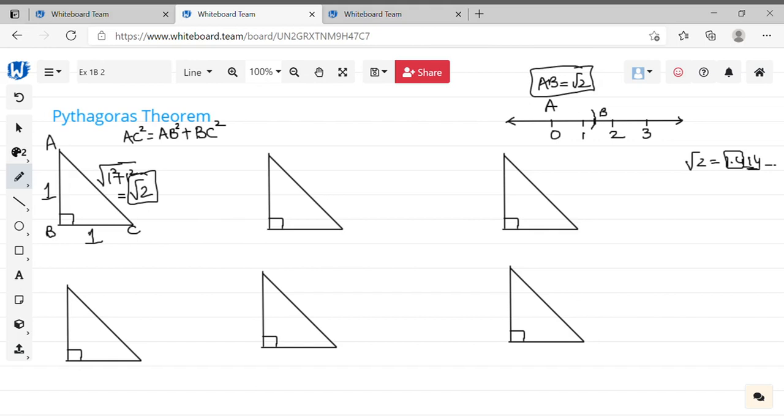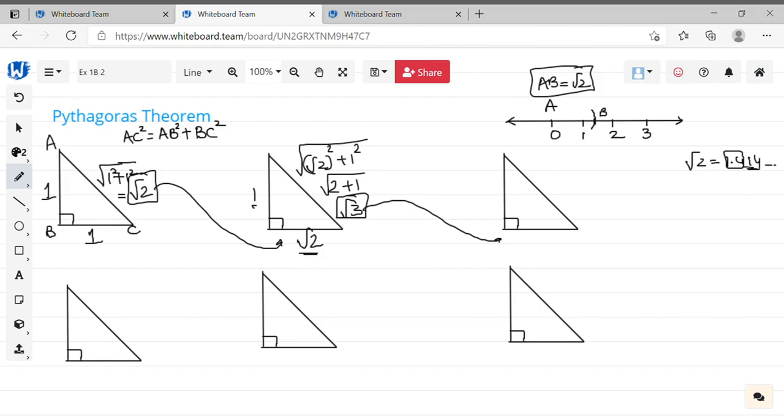This exact same concept goes on for everything else. If I take root 2 here and I take the other side as 1, then what would be my hypotenuse? The hypotenuse would be root of root 2 square plus 1 square, which is equal to root of 2 plus 1, which is equal to root 3. So if I have to plot root 3, then I can look at a right angle triangle with root 2 as one side, 1 as another side, and I would get root 3.